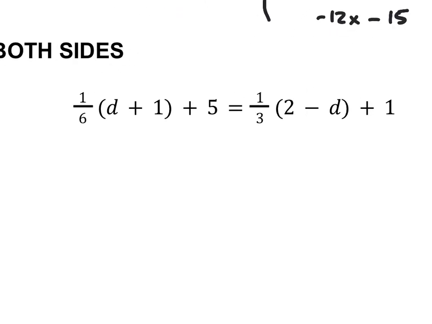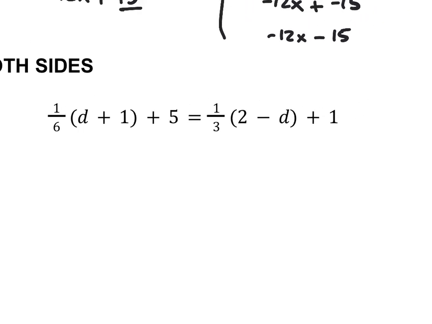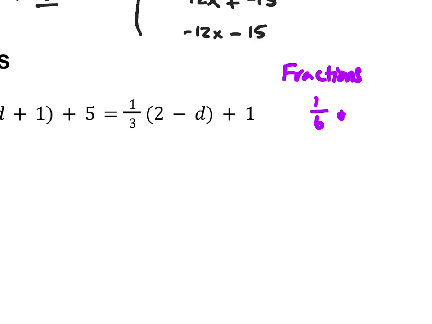Now, this next one is really important because it involves fractions. Now, one thing I'm going to do is talk about how to clear the fraction. And the first thing that I want to do is identify what my fractions are. So I have the fractions 1/6 and 1/3. Now, when I identify those, what I want to find is the common denominator between 6 and 3. All right? And between 6 and 3, my common denominator is going to be 6.